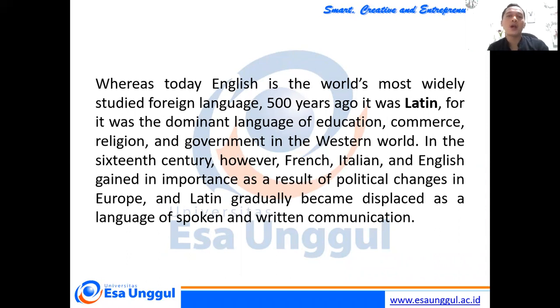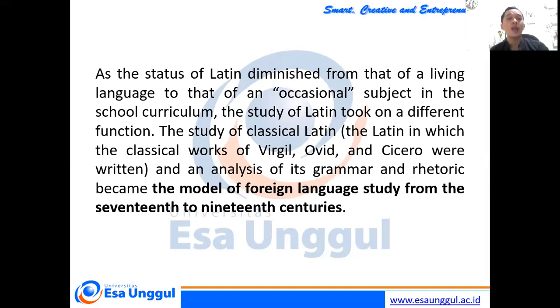Okay. Well, before English became dominant, it was Latin, 500 years ago, which was the dominant language of education, commerce, religion, and government. However, in the 16th century, French, Italian, and English gained in importance as a result of political changes. So the dominant language was not Latin anymore, because the status of Latin diminished from that of a living language.